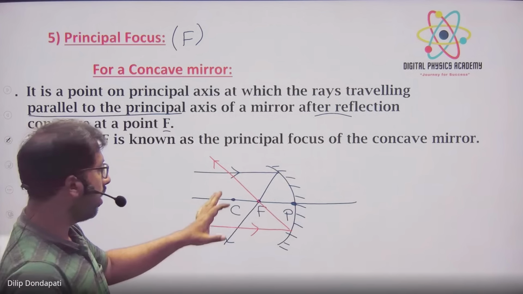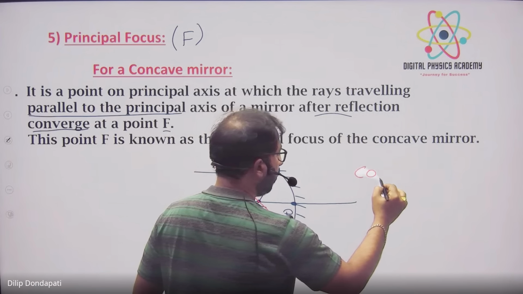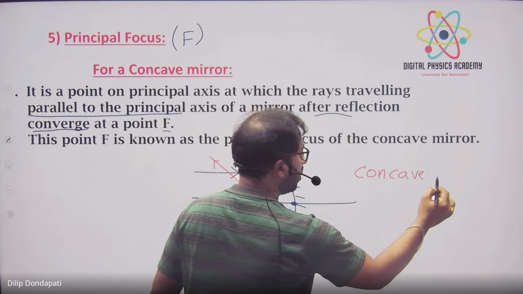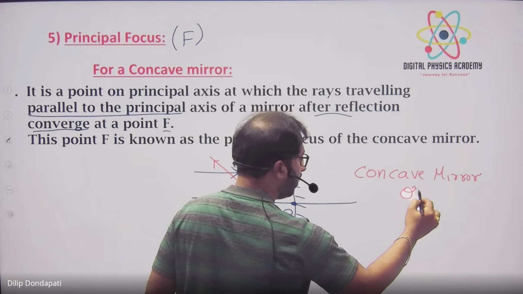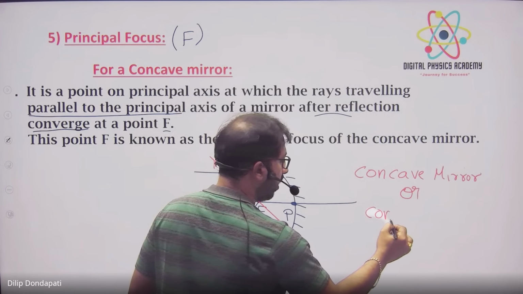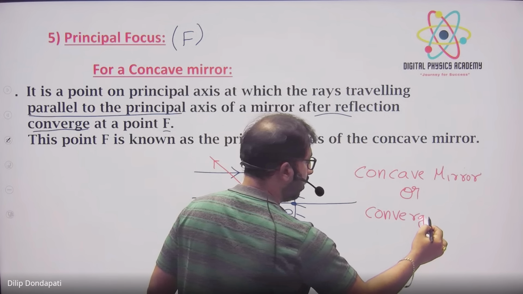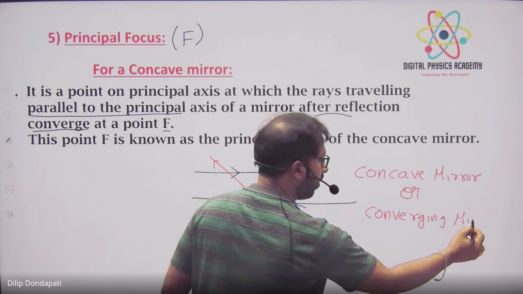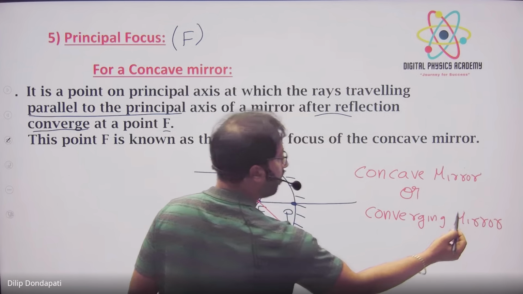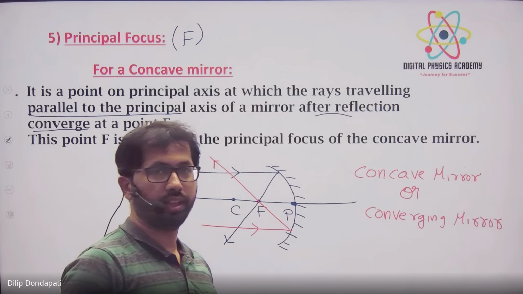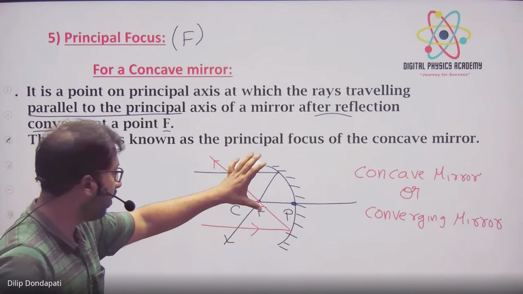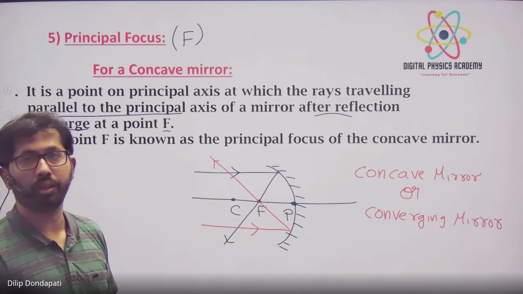That's why a concave mirror is also called a converging mirror. Very important. Converging mirror. In exams, sometimes they will ask about the converging mirror. In exams, doubt comes about what concave and convex are. Converging, it is meeting at one point. That's why it is called a converging mirror.